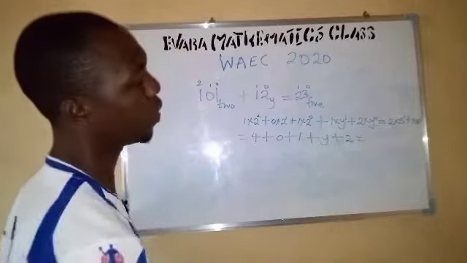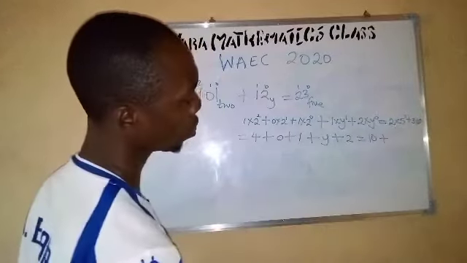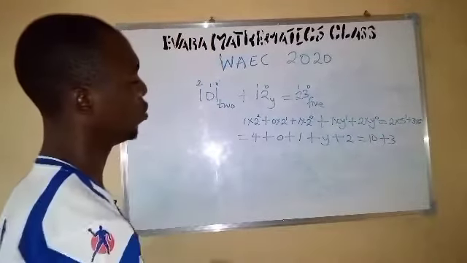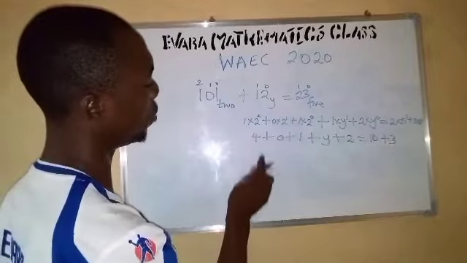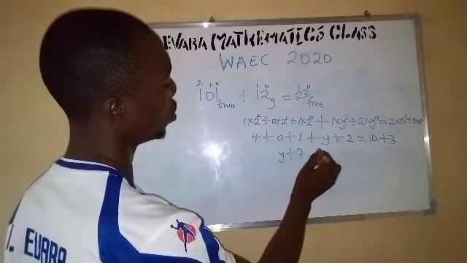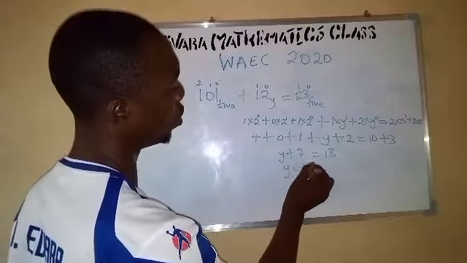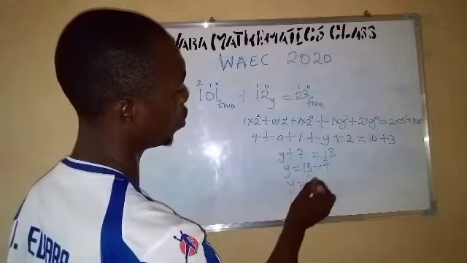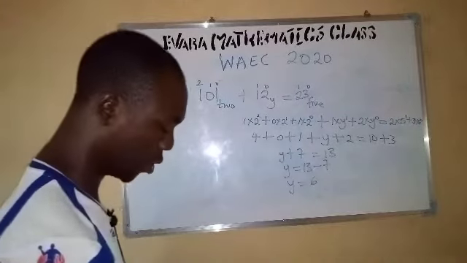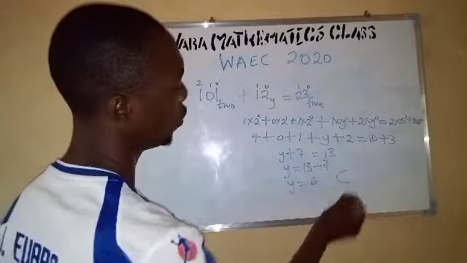5 raised to power 1 is 5, multiplied by 2, we have 10. 5 raised to power 0 is 1, multiplied by 3, we have 3. So we collect like terms. 4 plus 1, 5, plus 2, 7. Y plus 7 equals 10 plus 3, 13. So our y will now be 13 minus 7. So y equals 6. So that means this one is 12 base 6. That is the solution for question number 6, which is option C.